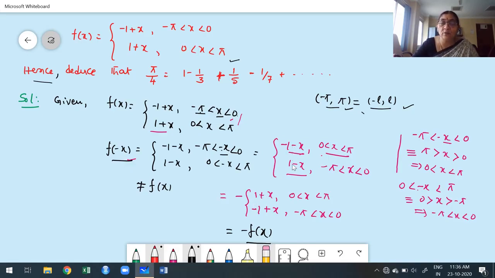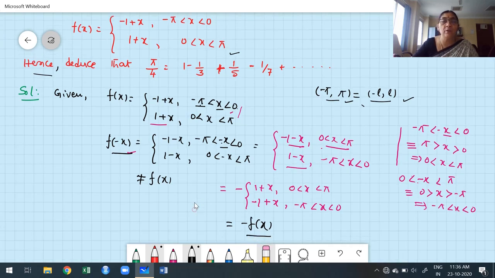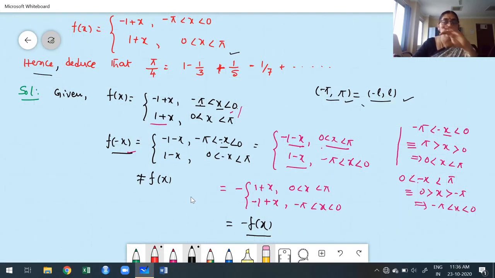How to take the minus sign? You take it in both the functions, not for the interval. Once you take the minus sign, now automatically this function becomes what? f of x. Therefore, the given function is an odd function. See, if the given function is an odd function, it is not necessary to find an and bn. That reduces the number of steps in the calculation. We get the same marks in spite of that.